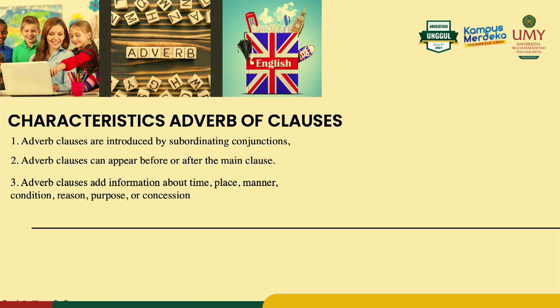And the second characteristic of adverb clauses is that they can appear before or after the main clause. Remember when we talked about complex sentences, the independent clause can come at the beginning of the complex sentence, or the dependent clause can come at the beginning. So the adverb clause can come at the beginning of the sentence. Why? Because it is a dependent clause, and a dependent clause can come at the beginning of a complex sentence. But don't forget to put a comma after the dependent clause and before the independent clause in that sentence.